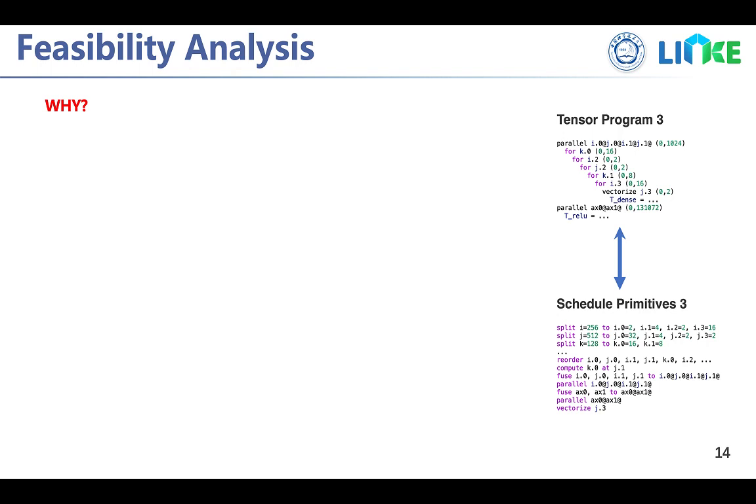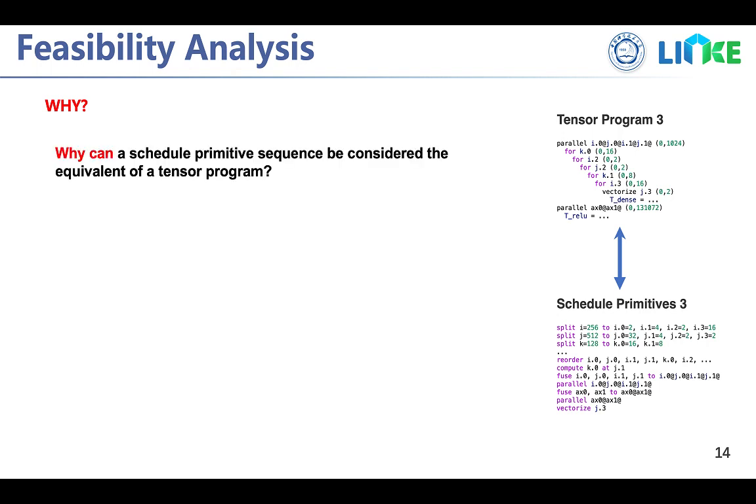Next, let us answer the question of why. This again breaks down into two sub-questions. First, why can a primitive sequence be considered the equivalent of a tensor program? The answer is that they almost have a one-to-one correspondence, containing the same amount of semantic information.